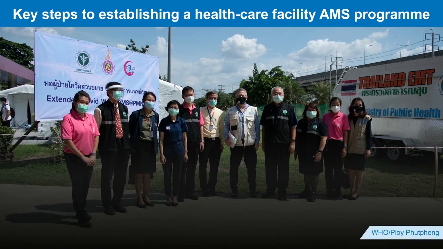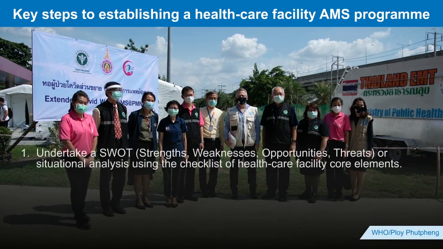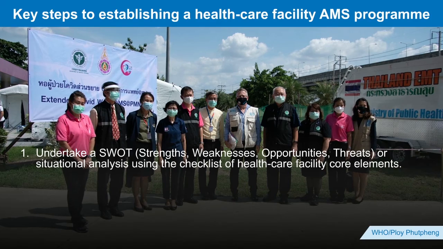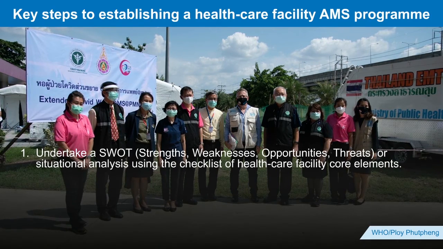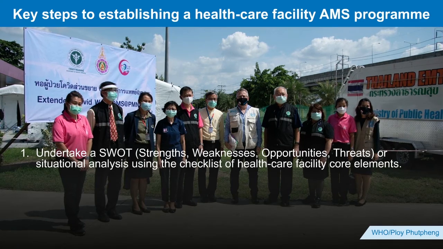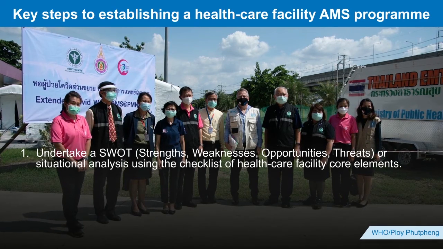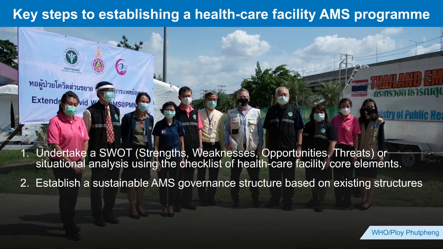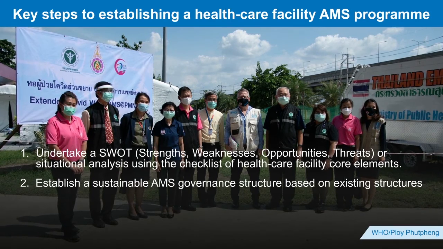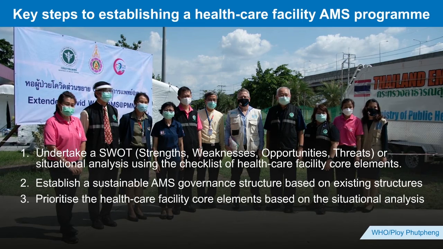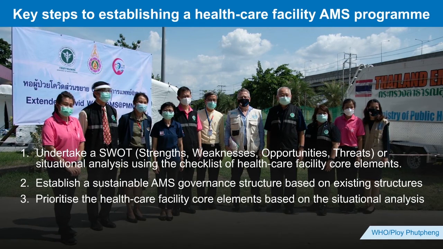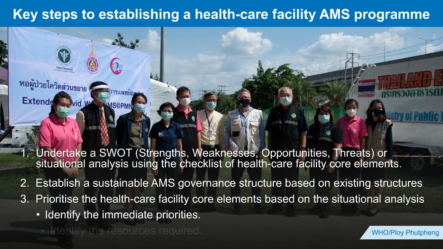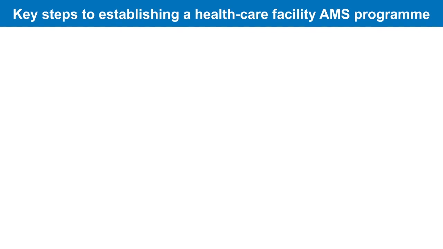Let's look at the key steps to establishing a healthcare facility AMS program. The first step is to undertake a SWOT analysis using the checklist of healthcare facility core elements. In this analysis, you should focus on structures, human resources, antimicrobial use and resistance data, and AMS activities. The next step is to establish a sustainable AMS governance structure based on existing structures. Then you must prioritize the healthcare facility core elements based on the situational analysis. To do this, first identify the immediate priorities and then identify the resources required.